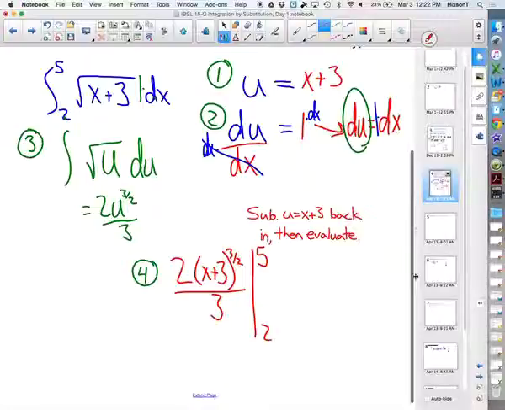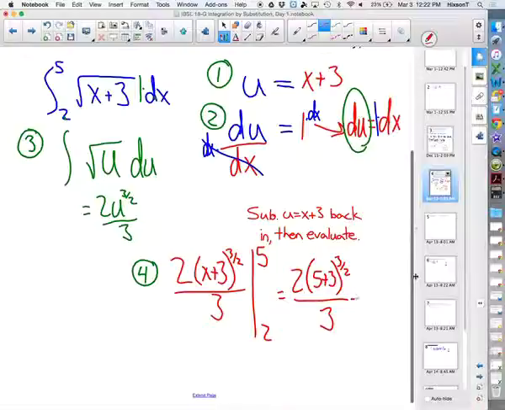Okay? So after you plug it back in, then you can evaluate using your fundamental theorem of calculus. So I'm going to have 2 times 5 plus 3 to the 3 halves over 3, minus 2 times 2 plus 3 to the 3 halves over 3. Okay? You figure out what all that equals.